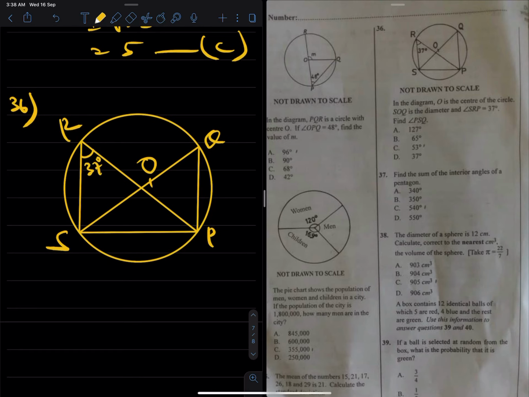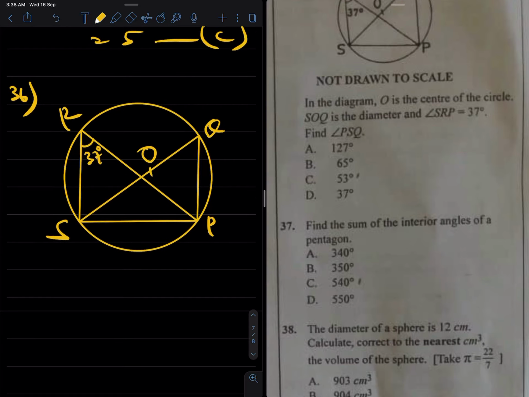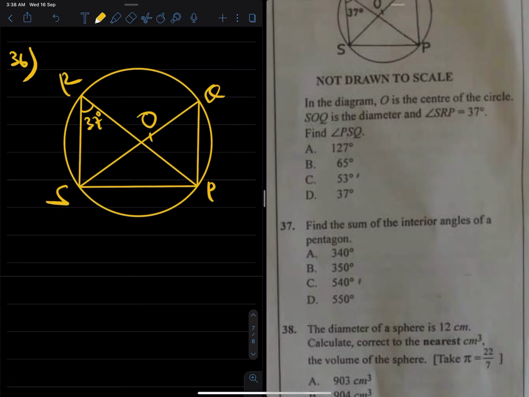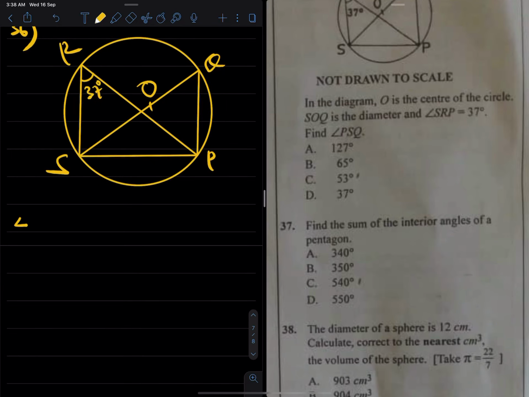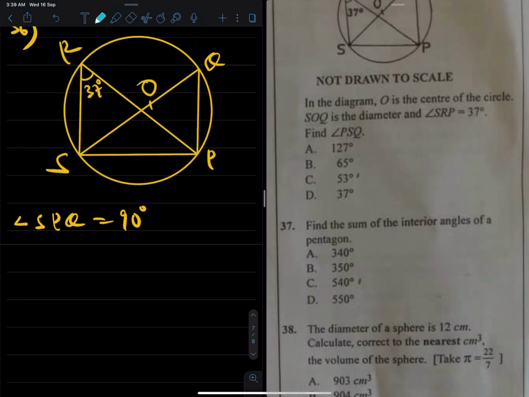Now in the diagram, O is the center of the circle. SOQ is the diameter, and angle SRP is 37 degrees. Find angle PSQ. How do you find PSQ? Oh, that's simple. Angle SPQ is 90 degrees, and the reason for that is angle in a semicircle.